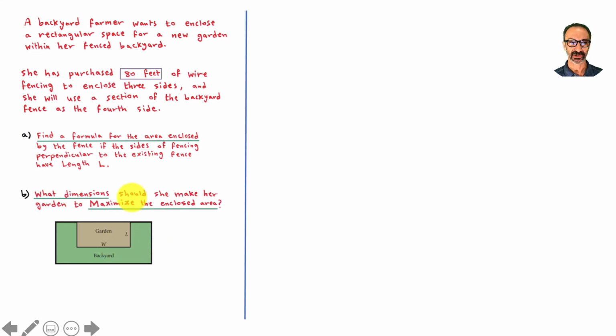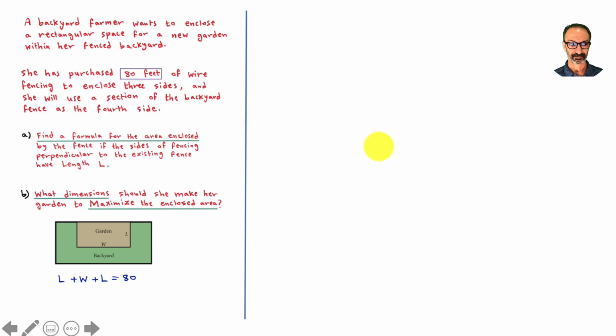What dimensions should she make her garden to maximize the enclosed area? Maximize. So we talked about parabolas, we talked about maximum, minimum, and this is what is going to happen. When they say maximize, that means the parabola goes up and down to a maximum. Where is the parabola? We don't see anything. We don't see a quadratic equation. We're going to use math skills and make it.